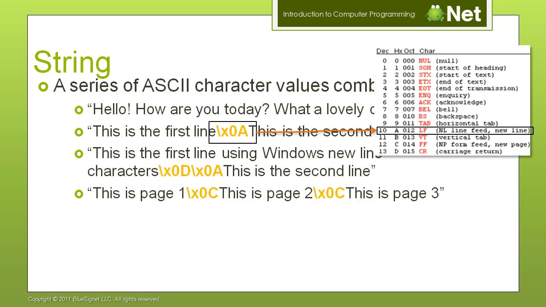Then we can also see these special characters. So in the second example, we have a line feed. When this string is printed to a console or to a screen, it'll print, this is the first line, and then it'll get to character \x0a, which is the new line, or the line feed, which is decimal 10, which is where that hex value comes from. Right. And then it'll start printing on the next line, this is the second line.